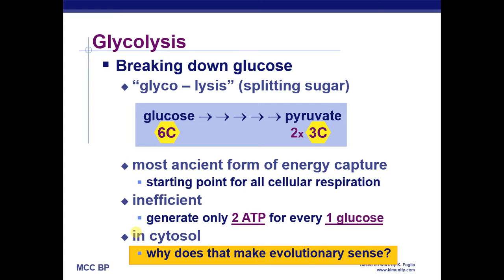Tomorrow, that is Wednesday, when we have a synchronous session, I'm going to ask, when we go over what we did in watching this video, why it makes evolutionary sense that glycolysis would be taking place in the cytosol.